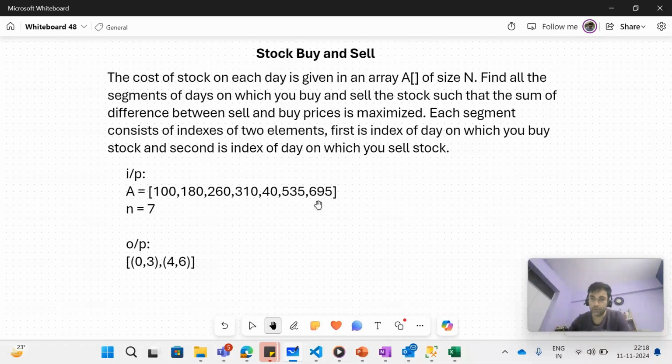That's what I will keep doing, and that's how I will keep segregating this entire array into different segments of buy and sell, right? So that's the solution that we can follow.